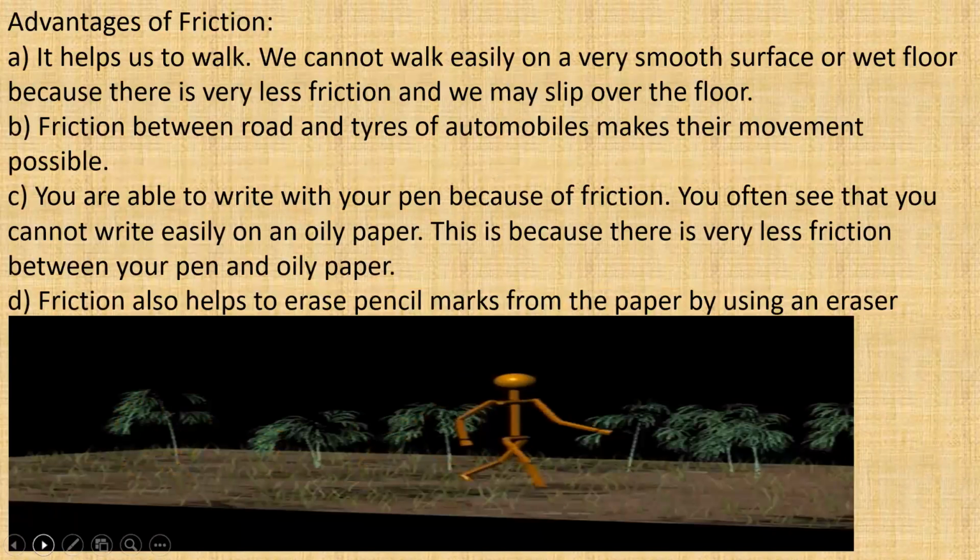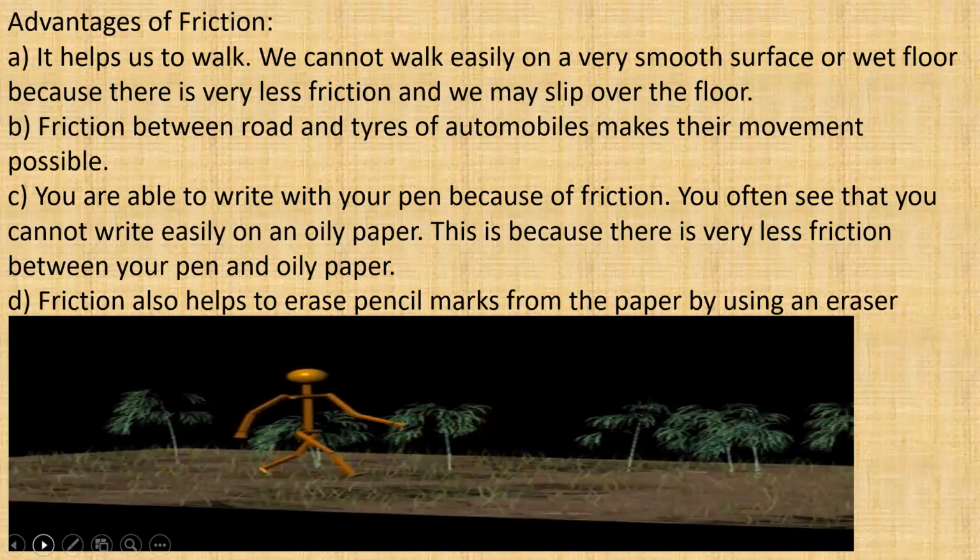Now, what are the advantages of friction? Friction helps us to walk. We cannot walk easily on a very smooth surface or wet floor because there is very less friction and there may be a possibility of skidding and falling on the floor. Friction between the road and the tires of automobiles makes their movement possible. You are able to write with your pen because of friction.